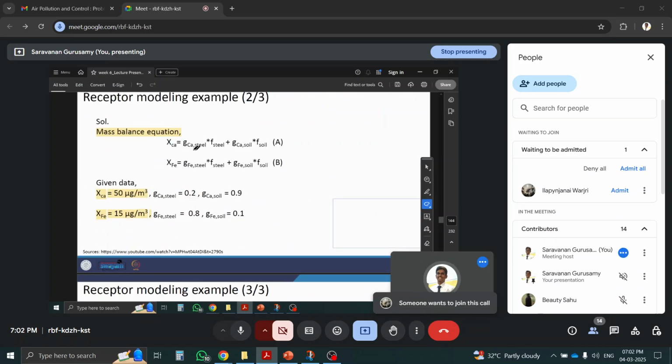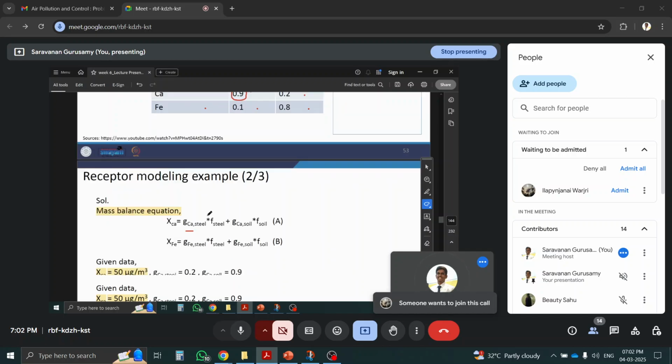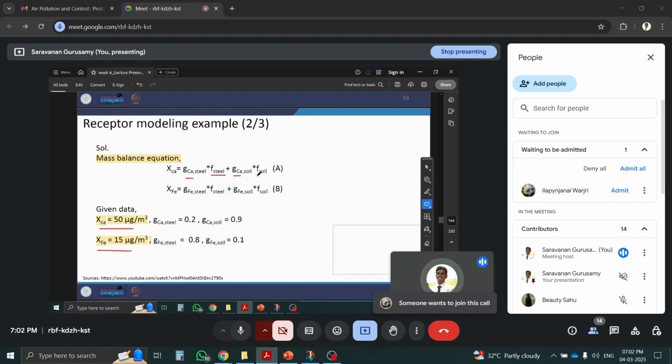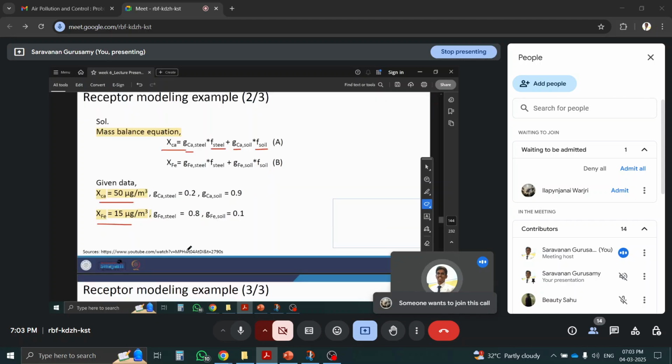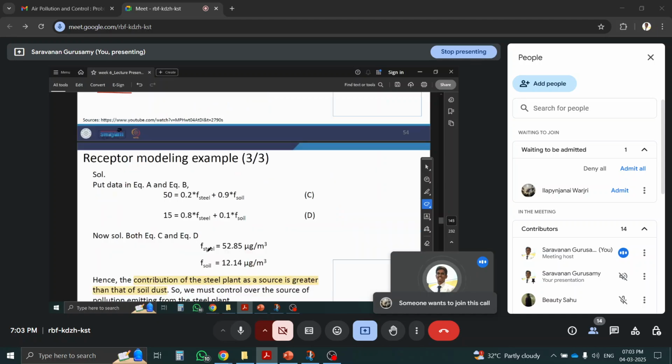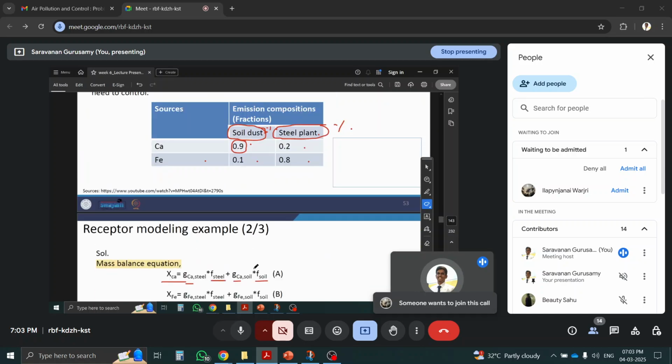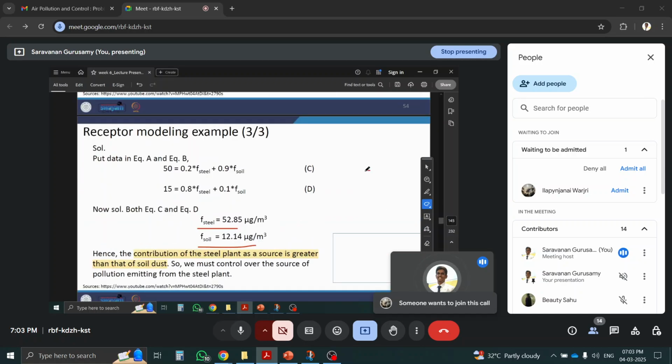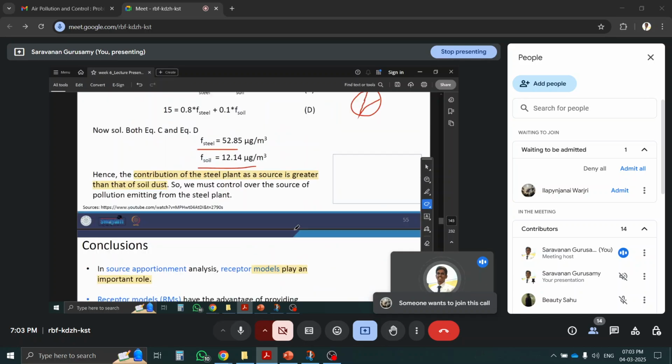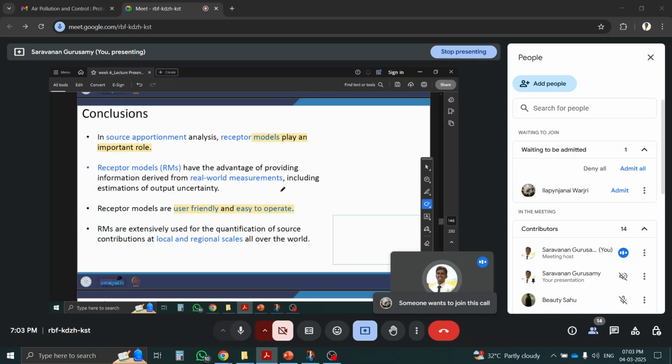So 50 is the concentration of calcium I know, and 15 is the concentration of ferric I know. This is the fraction. So fraction into F steel and fraction into F soil, those are the two sources I'm talking about. If you add them, that will give you the total pollutant concentration. So if you find F steel and F soil, then you will get the concentration from the steel and the concentration from the soil emission. If you plot a percentage for that, you know which is the higher contributor and which is the lower contributor. One is 52, another one is 12. So this is the result from the source apportionment.